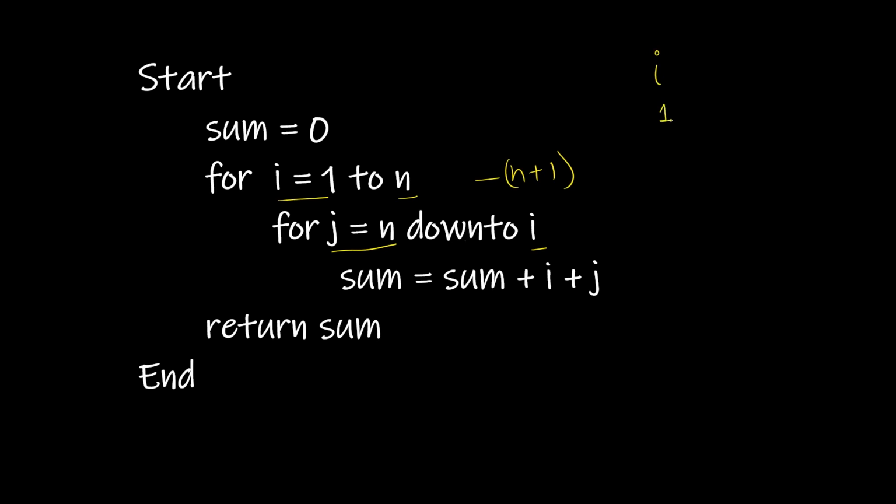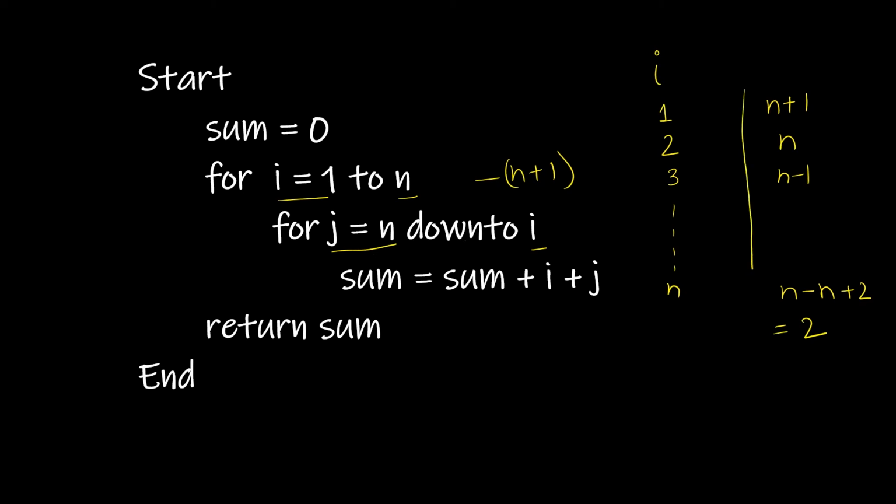For i equals 1, our for loop will start at index j equals n and decrement up to 1. So it will run n plus 1 times. For i equal to 2, our for loop will start at j equals n and decrement till 2, which means it will run n times. For i equal to 3, our for loop will start at j equals n and decrement till j equals 3, which means it will run n minus 1 times. Similarly, for i equals n, our for loop will run n minus n plus 2, which is 2 times.